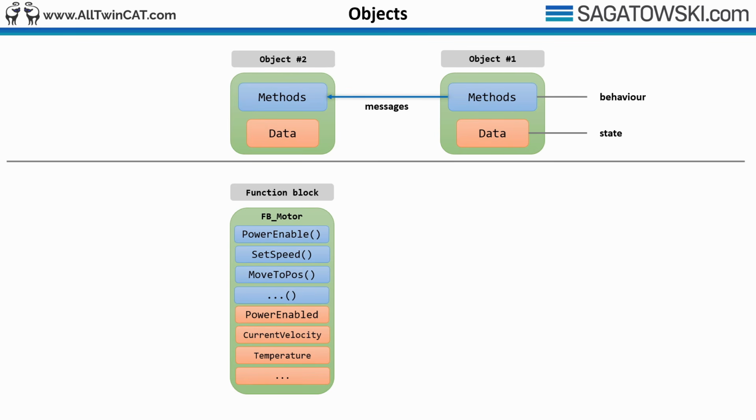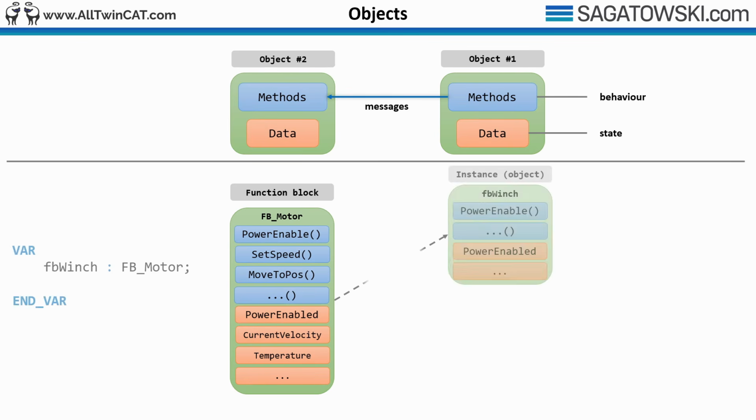To use the function block, we need to create an instance of the function block, in this case the fb_motor. A new instance of a function block is declared in the same way as any other variable. You set a label on the variable, which will be the instance of the function block fb_motor, in this case fb_winch.